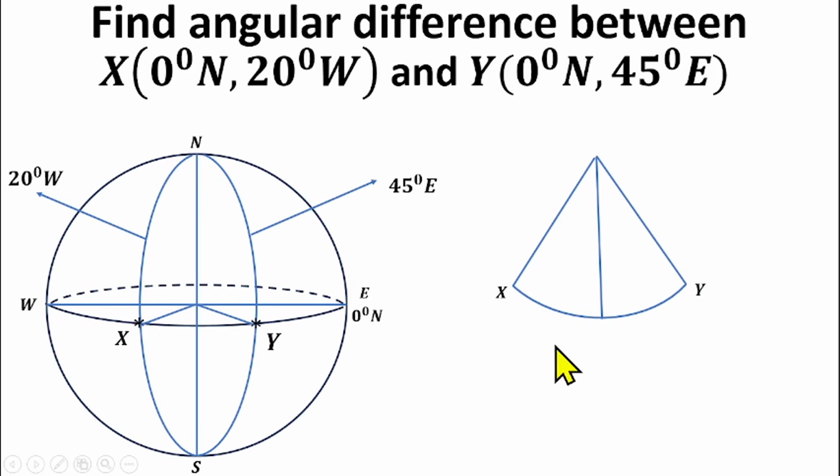As you can see, our aim is to find the angular distance between point X and Y. So we are looking for the angle that is between point Y and point X, which is the total angle from here to here. That's what we are looking for. Then how do we find that?